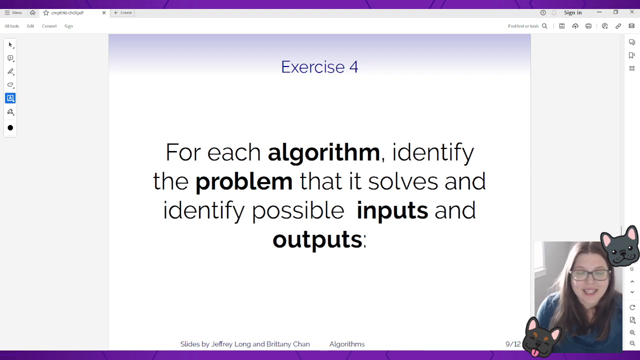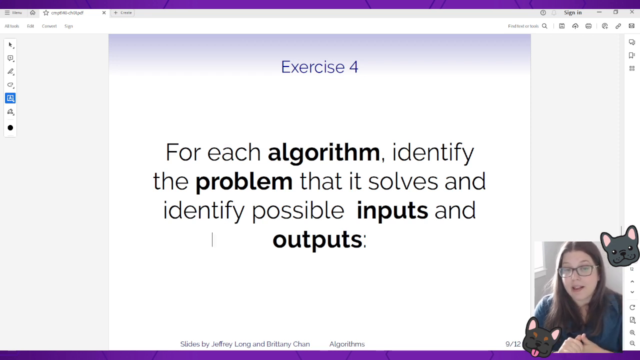All right, for our next algorithm exercise, we're going to look at some different algorithms. We're going to identify the problem that's trying to be solved and some possible inputs and outputs of that algorithm. So typically, algorithms will have inputs and outputs. Think about me building my IKEA desk.